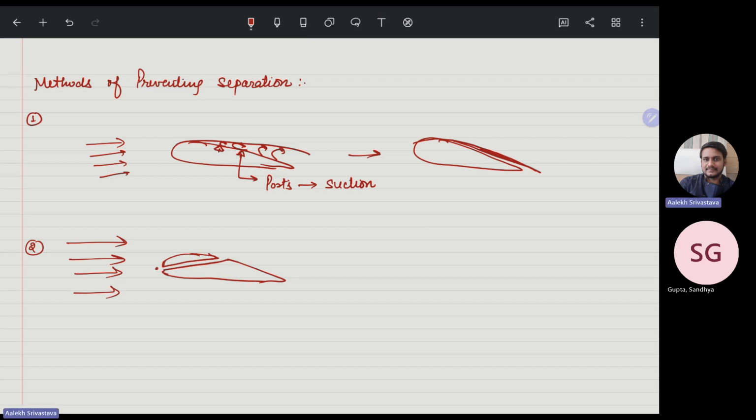now what happens is because of the stagnation point, there is a higher pressure, and here we have a lower pressure. Now the flow will happen, attached to the wall, and because of this pressure difference, it will push the liquid, and the boundary layer will have no separation.